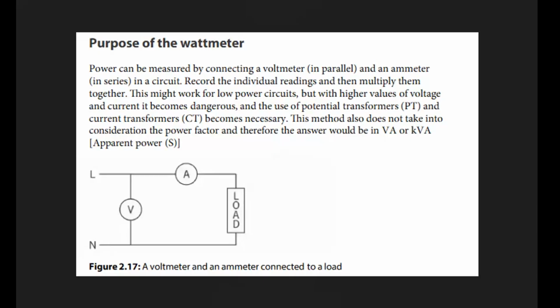But this method of measuring doesn't take into consideration the power factor. Therefore, the answer we get here is going to be apparent power. So a watt meter is connected like this, with the series coil measuring the current and the parallel coil measuring the voltage, and this is how a watt meter is connected, like this on the screen.